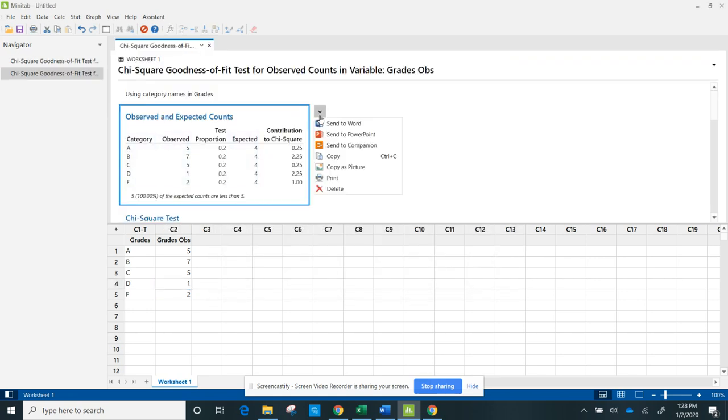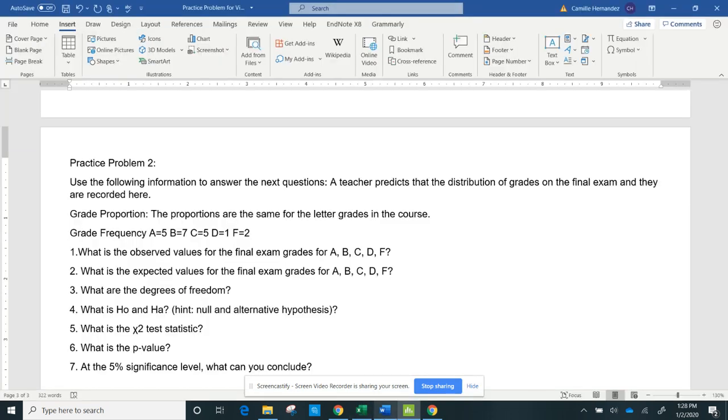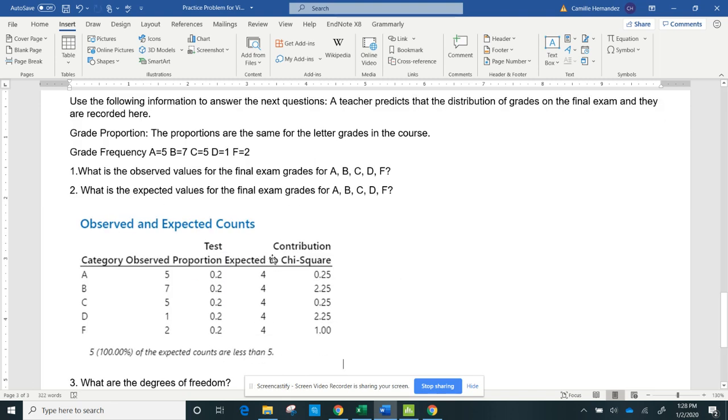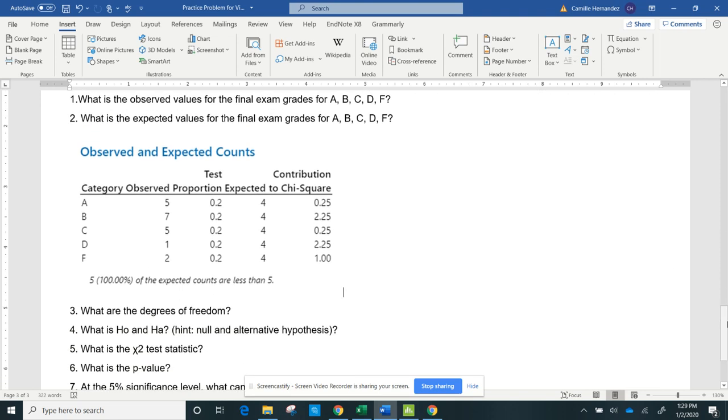So the first thing I'm going to do is I'm going to copy this picture and we're going to put it in the document and look at it. So the first thing it wanted was my observed and my expected. So here I have my observed and here I have my expected. So as you can see, all the expected are the same. It's 4 for each. So I expect 4 A's, 4 B's, 4 C's, 4 D's, and 4 F's, which is kind of different from the 5 A's I got, the 7 B's, the 5 C's, the 1 D, and the 2 F's. But is it really that different from each other? So, okay, so then I need to go down here and I need to keep going.